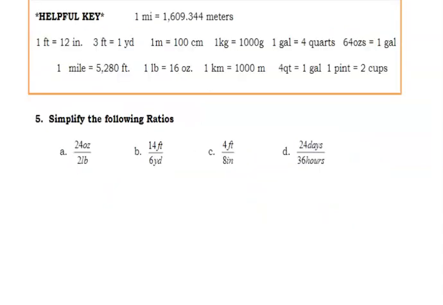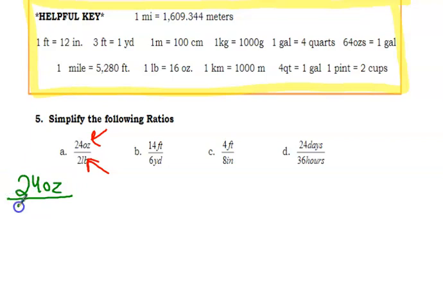All right, next one. We are simplifying based on this key. Again, this is real life, guys. We're translating from one measurement to another, okay? Right now we have 2 measurements. Right now we want to get rid of the measurements and make them equal. So I have 24 ounces over 2 pounds.